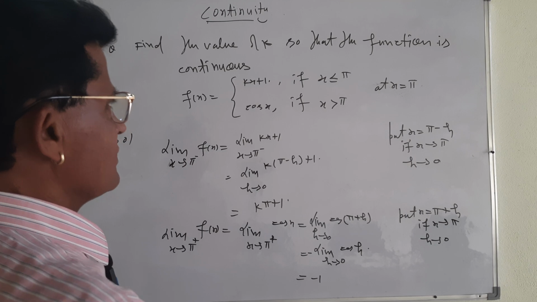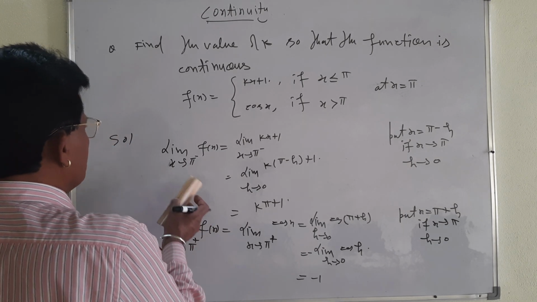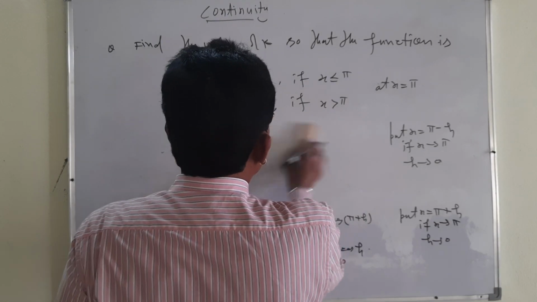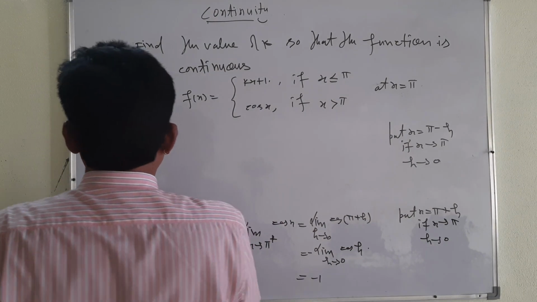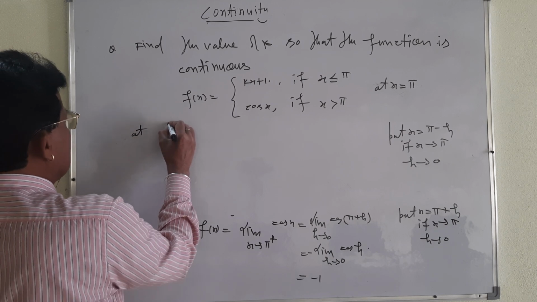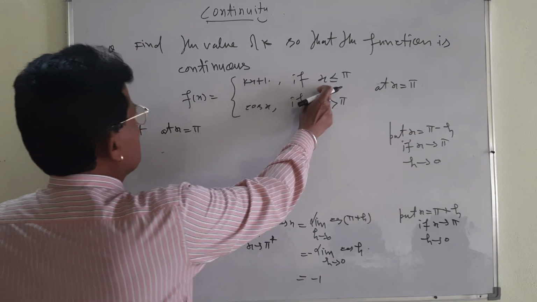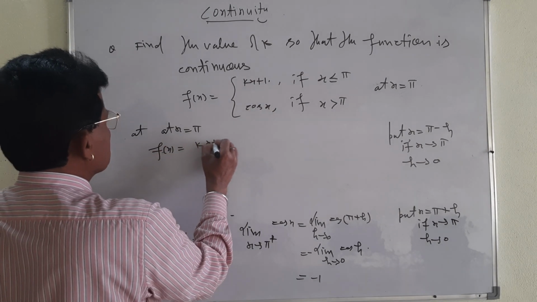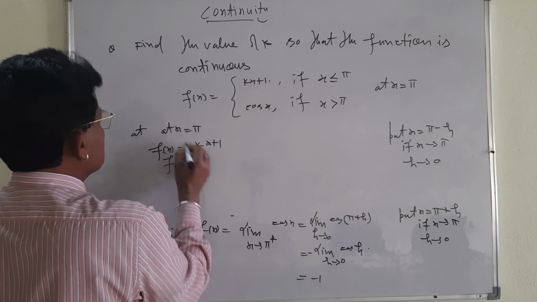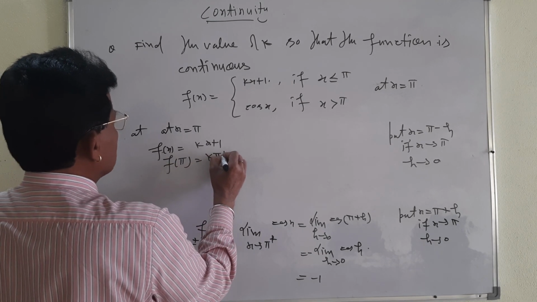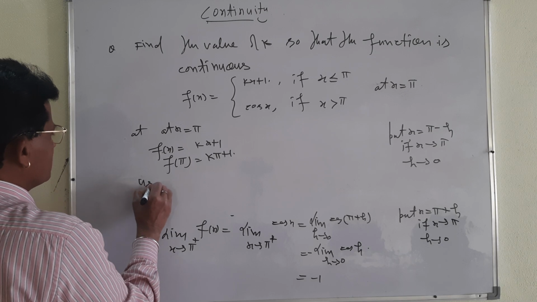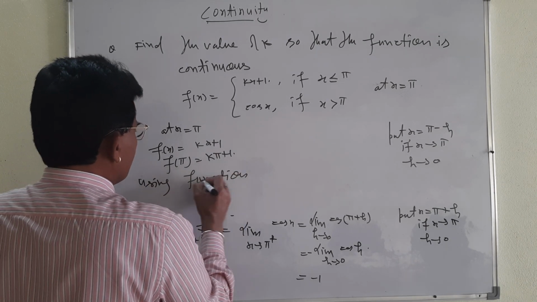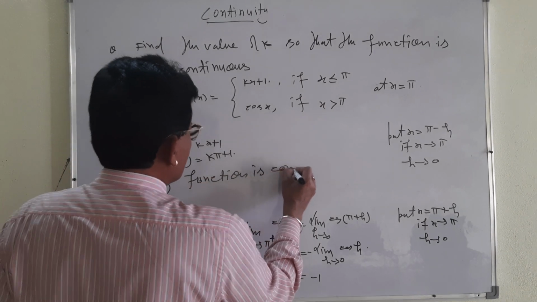Now use the condition. But before that, I want to take the third case, at x is equal to pi. If x is equal to pi, this will be the function: f of x is equal to kx plus 1. Means f of pi, putting x is equal to pi, is k pi plus 1. It is given that the function is continuous.